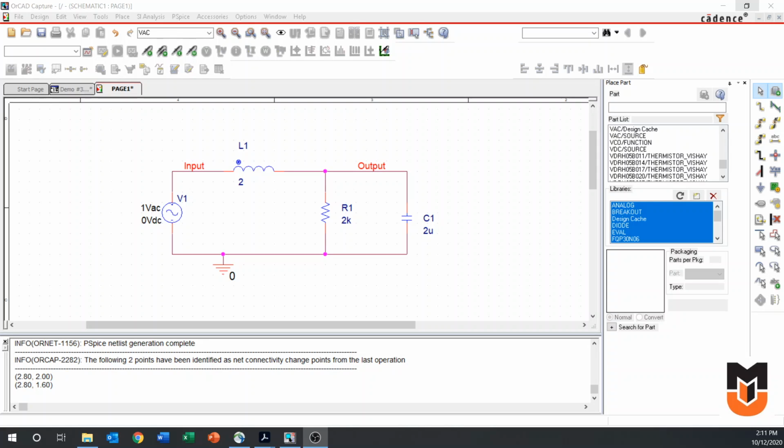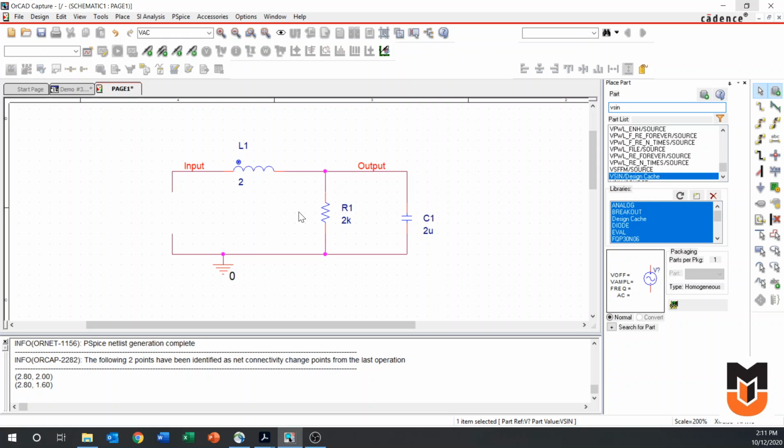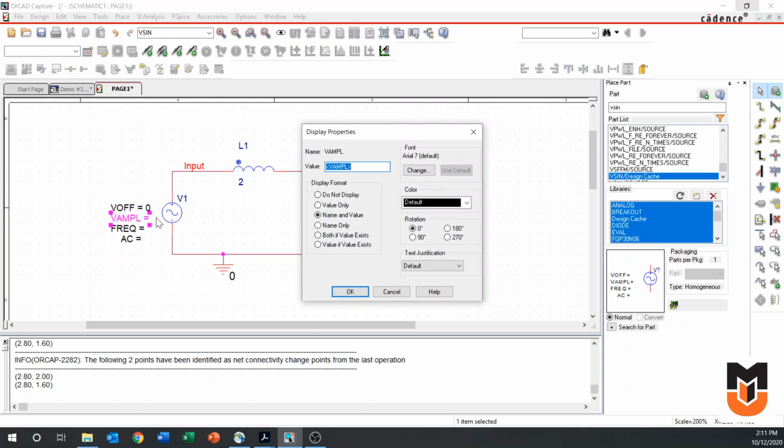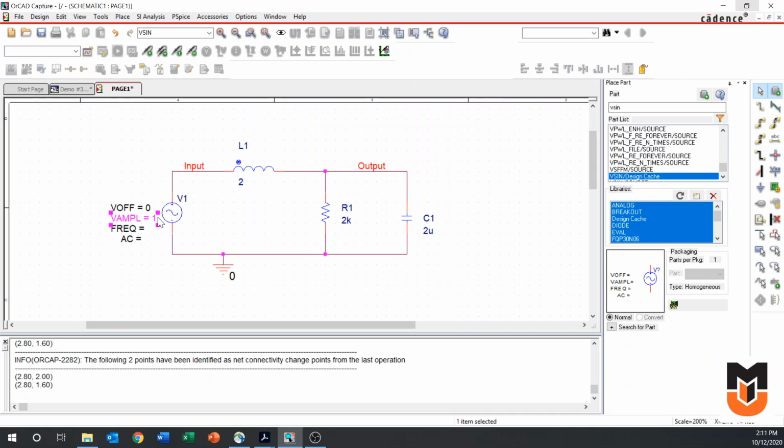So for the second part of this demo, what we're going to want to do is remove this AC voltage source, and we're going to replace it with a sinusoidal voltage source, V sine. I'm going to put that right in where our AC source was, hit escape to stop placing, and let's set our offset to 0, so we don't want any DC component.